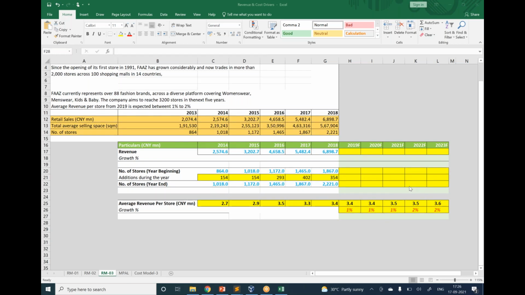3,200 minus 2,221 divided by 5. Yeah, I think you're right. Right now they have how many? 2,200 stores. That will be your opening balance. Yeah, I think Nandini, you're correct. So it will be 3,200 minus 2,221 divided by 5. So another 195 stores every year.